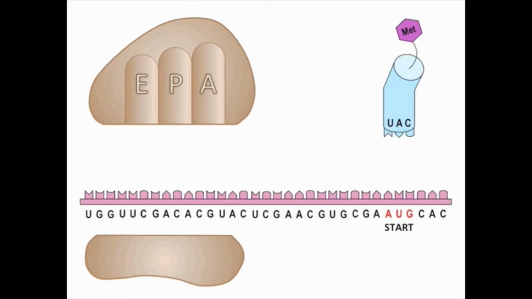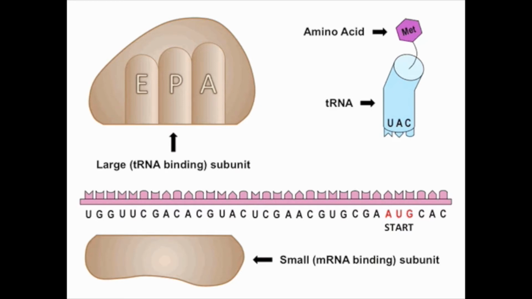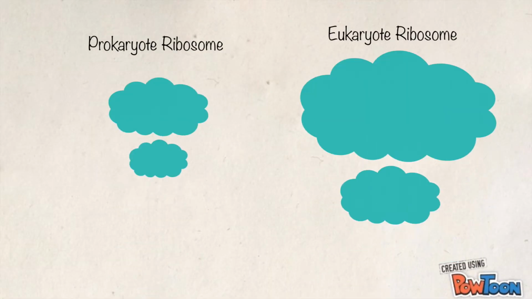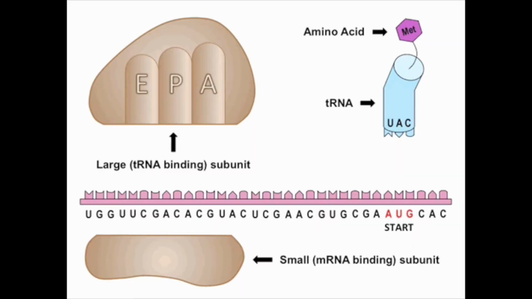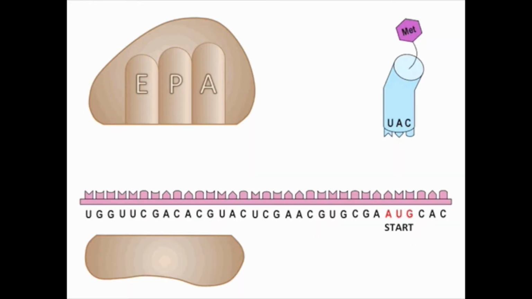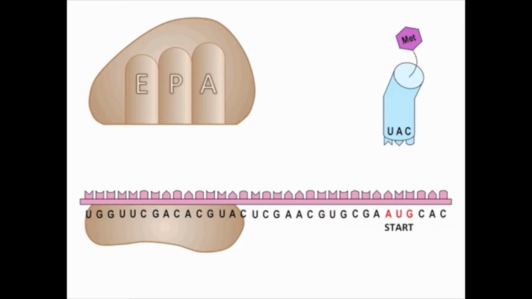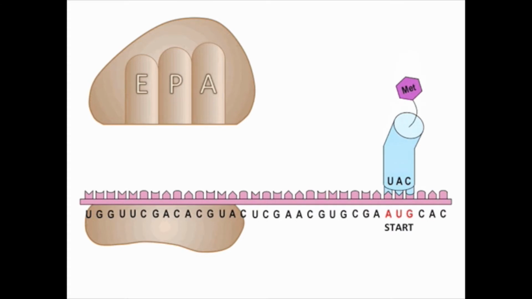Each ribosome consists of a large subunit and a small subunit. The subunits are composed of ribosomal RNA, which is RNA molecules, and many distinct proteins. Prokaryote ribosomes are smaller than eukaryote ribosomes. There is also a difference in molecular makeup. The decoding of the strand of mRNA to produce a polypeptide chain occurs in the space between the two subunits.